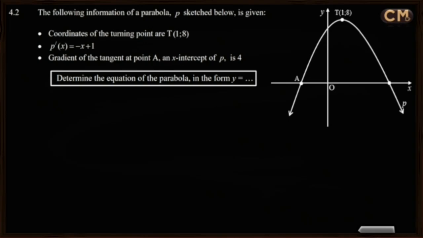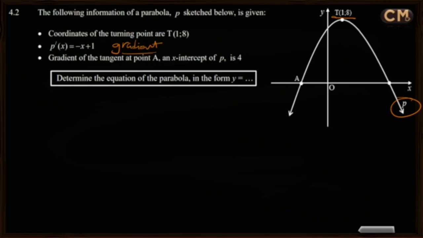The following information of a parabola P, sketched below, is given. Ta-da! That's P. The coordinates of the turning point are (1; 8). Nice. P prime of x is equal to negative x plus 1. So that is the gradient.